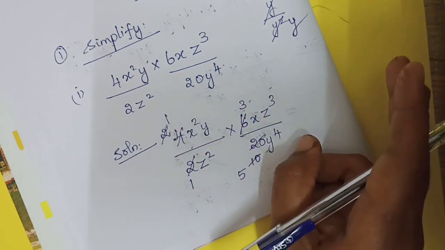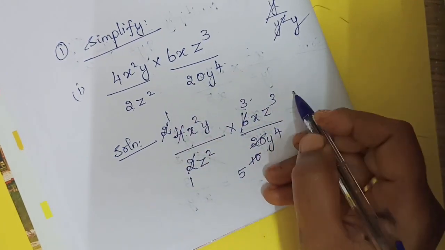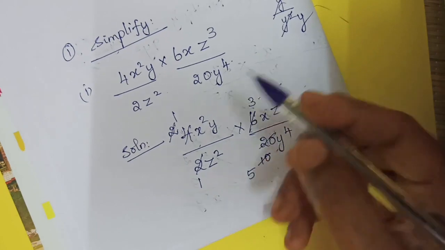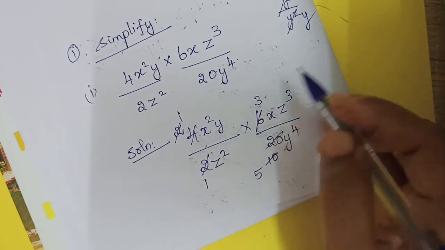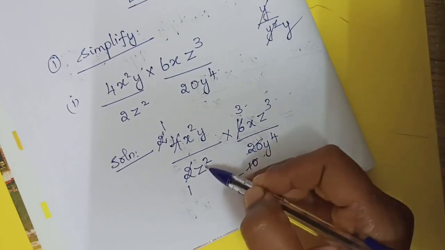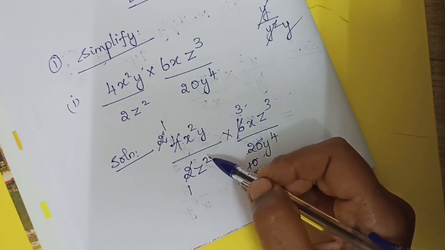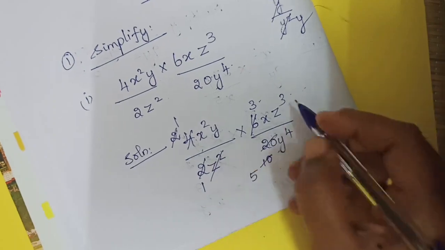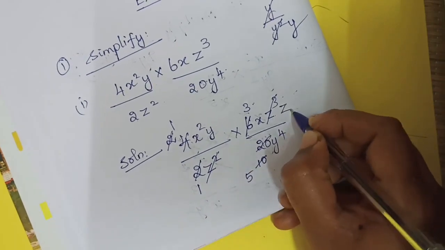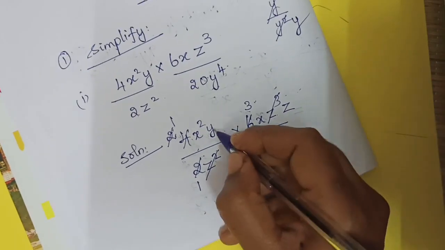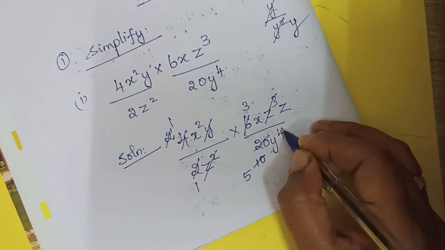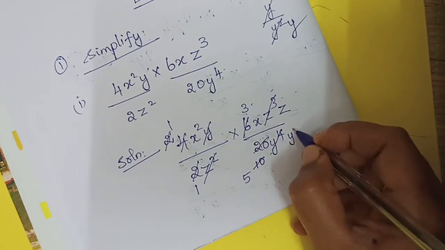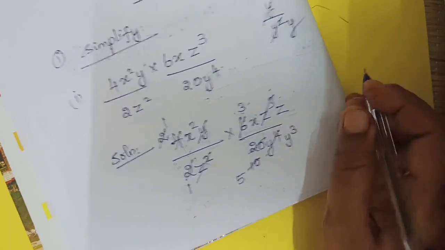We should not cancel that. Check for the variable: one is in the numerator and the other one in the denominator. Z cube, Z square. Possible to cancel? Yes. So here Z square, 2Z square will go. Here 1Z will remain. Then 1y and here 1y will go, remaining 3y will be there.